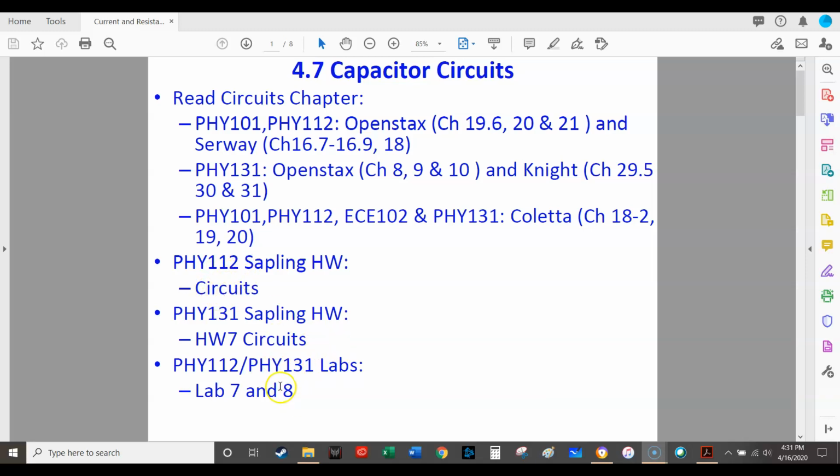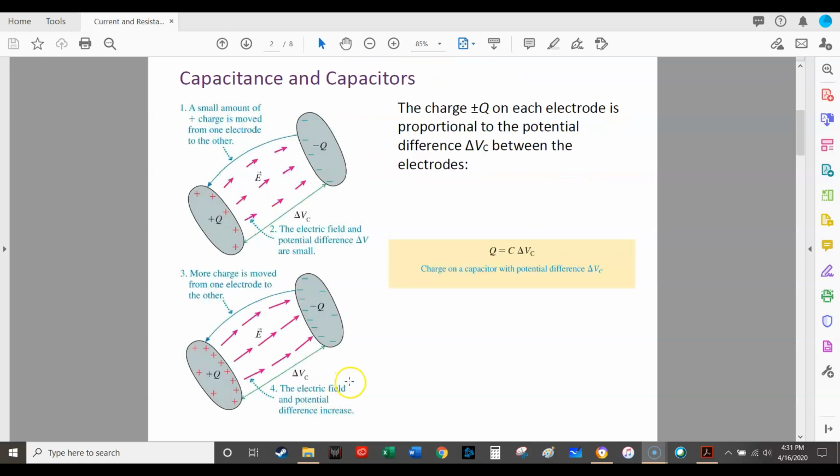All right, and we will be doing lab 8 work today. We've been talking about capacitors this entire time, and when we were in the voltage chapter, there were some readings in chapter 18 of Coletta on capacitance.